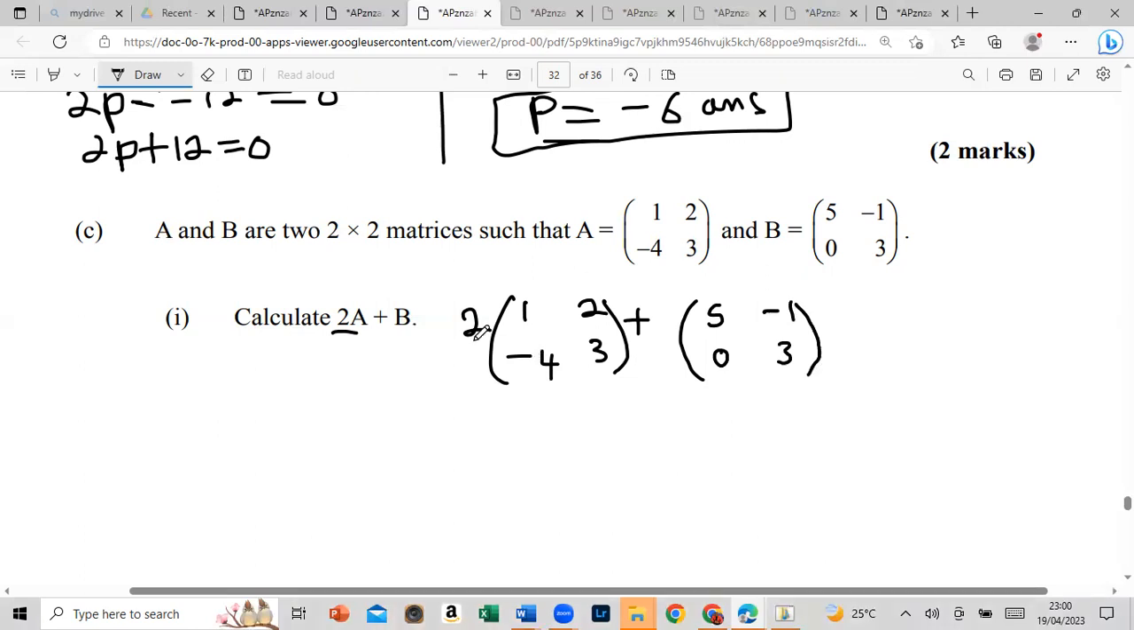Alright, so what we do now is say 2 times 1, that is 2. So we multiply everything by 2. 2 times 1, that's 2. 2 times 2, 4. 2 times negative 4, negative 8. 2 times 3, 6.